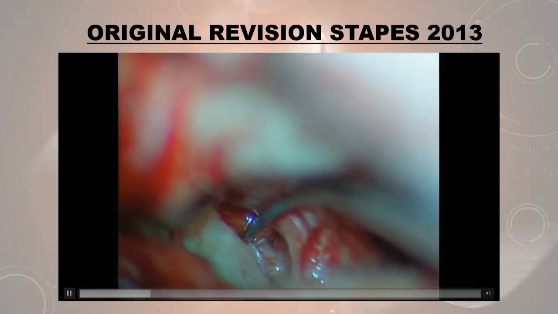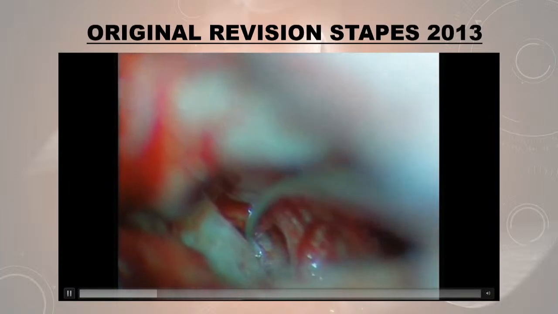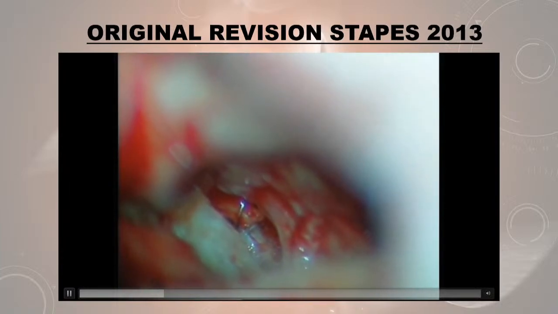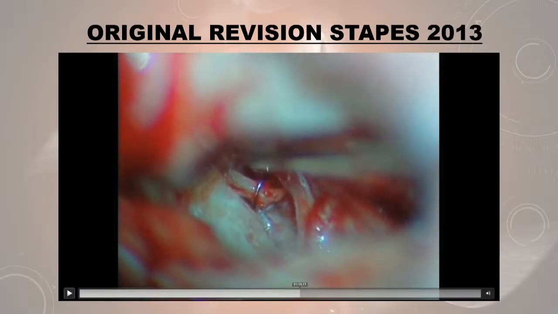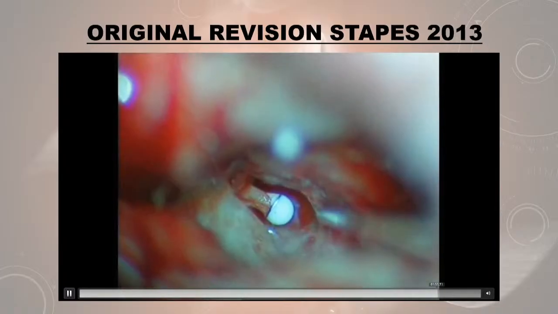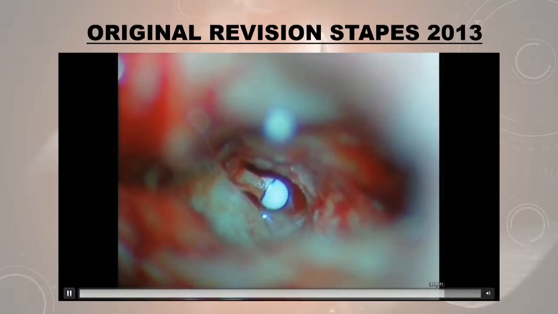So I'm scared to take a piston out of the oval window. Now, I know Robert's going to say, Dwayne, use a vein graft, and I don't. I use a fenestra. So I just wanted to show you that's what we did. We then placed a little bit of cement just to keep it in place. So that's pretty much what it looked like in 2013.